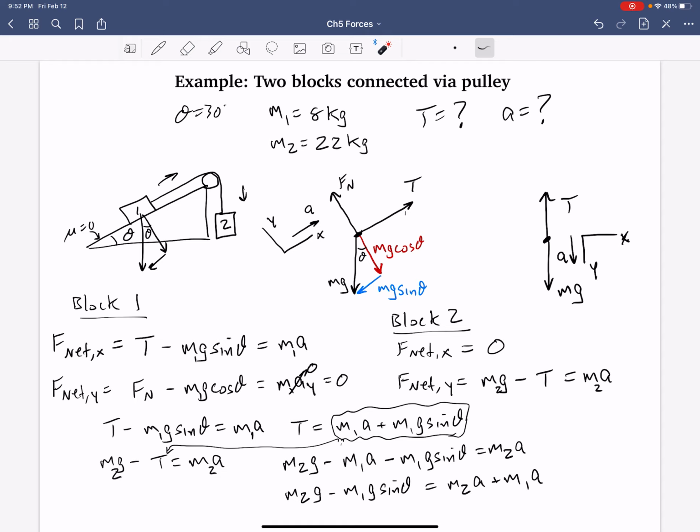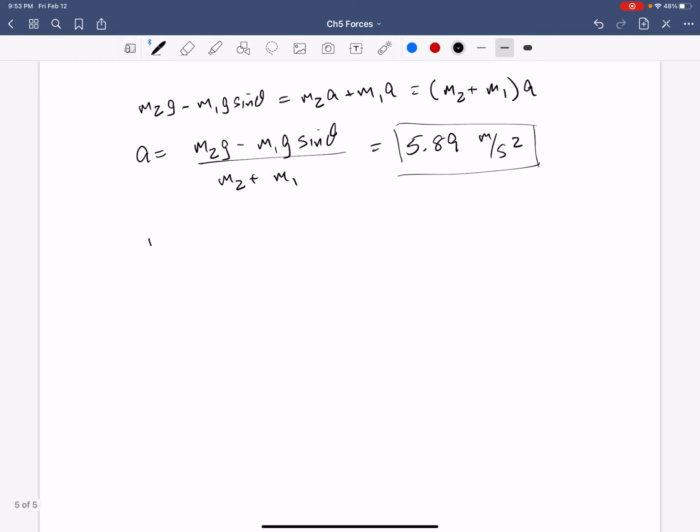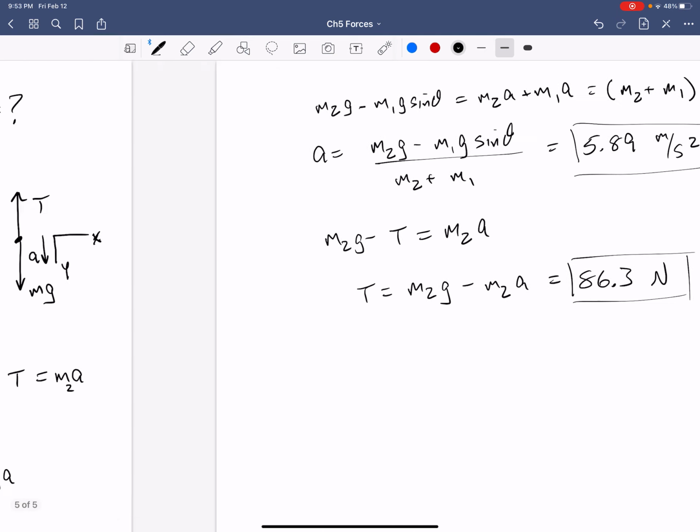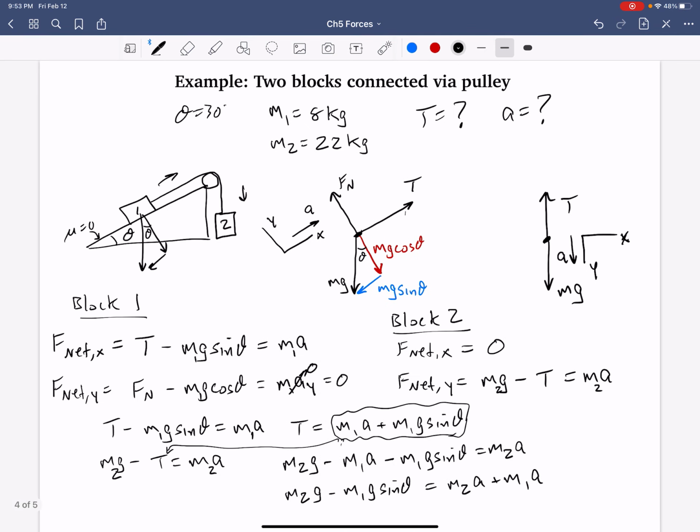I'm going to do it for block 2. So that means m2g minus T equals m2a, right? And so T equals m2g minus m2a. We know all of those values, and we should get 86.3 newtons.